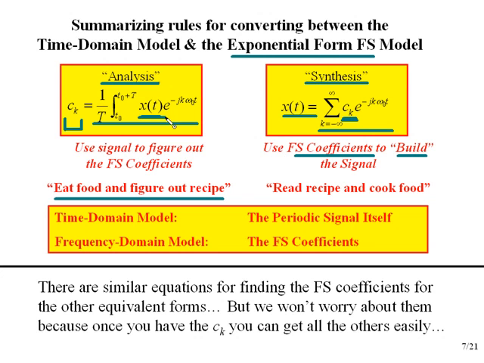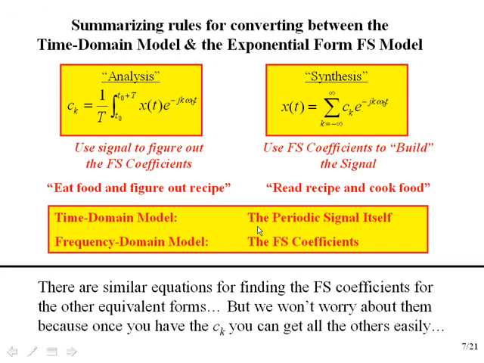Over here I've been given the time domain model and I'm creating the frequency domain model. So remember, the time domain model is the periodic signal itself. The frequency domain model is nothing more than just the Fourier series coefficients. So we have similar equations to these for the other forms of the Fourier series. We've seen the other form of the synthesis equation for the trigonometric form. We have not yet seen the other analysis forms, but they exist.